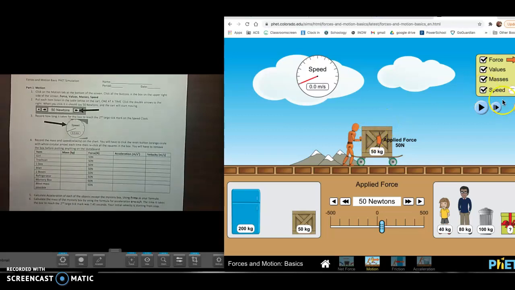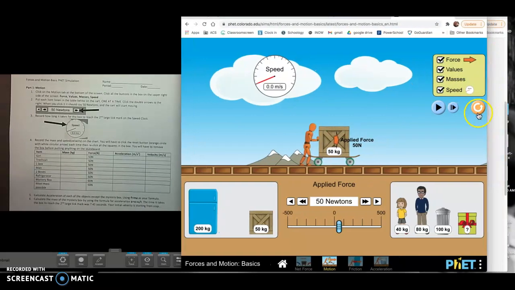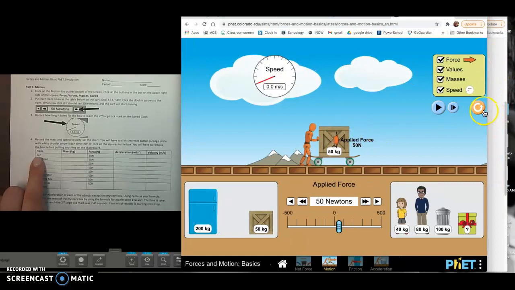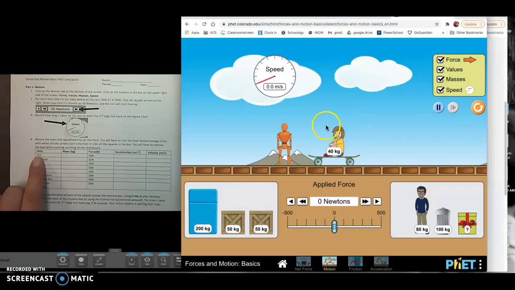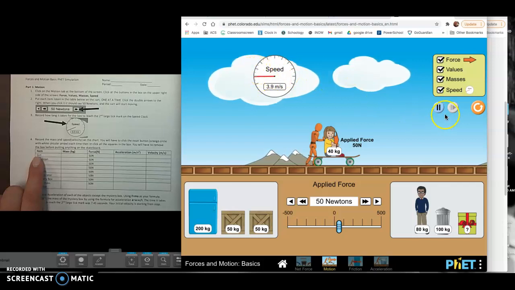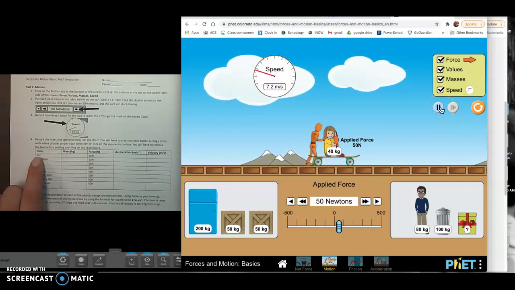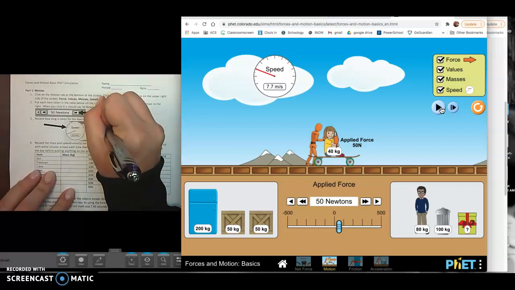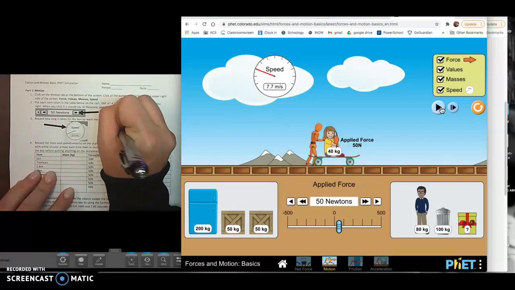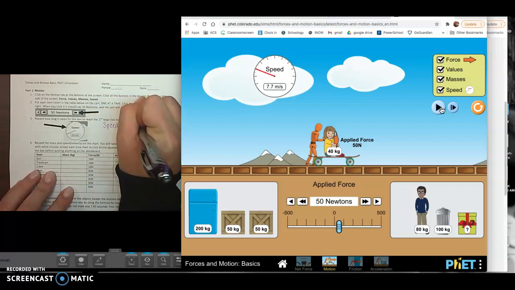So the very first one, we're going to click reset. The very first one that we're doing is the girl. So we're going to click reset. We're going to take the box off. We're going to click all the boxes, put the girl on the skateboard, and then we're going to click 50 newtons and we're going to push play. And we're going to see what the speed is at this tick mark. So it is 7.7.